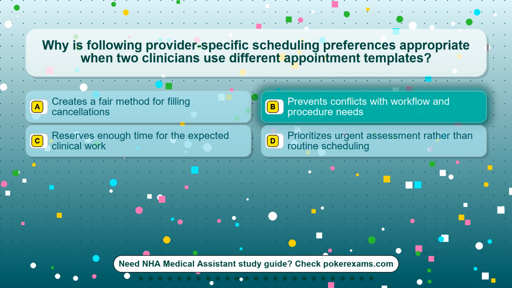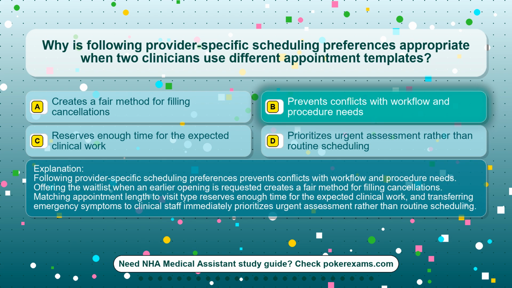The correct answer is option B. Prevents conflicts with workflow and procedure needs. Following provider-specific scheduling preferences prevents conflicts with workflow and procedure needs. Offering the waitlist when an earlier opening is requested creates a fair method for filling cancellations. Matching appointment length to visit type reserves enough time for the expected clinical work, and transferring emergency symptoms to clinical staff immediately prioritizes urgent assessment rather than routine scheduling.